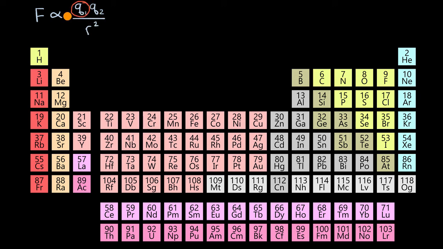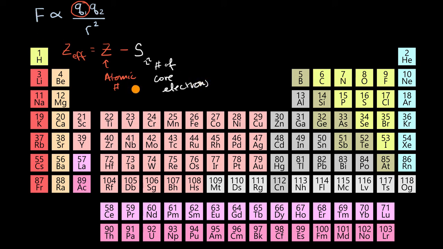Now, we can view this effective charge, so I'll call it Z effective, as being equal to the difference between the charge in the nucleus. So you can just view this as the atomic number, or the number of protons that a given element or an atom of that element has. And the difference between that and what is often known as S, or how much shielding there is. Now, there's complicated models for that, but for an introductory chemistry class, this is often approximated by the number of core electrons. Remember, we really want to think about what's going on with the valence electrons.